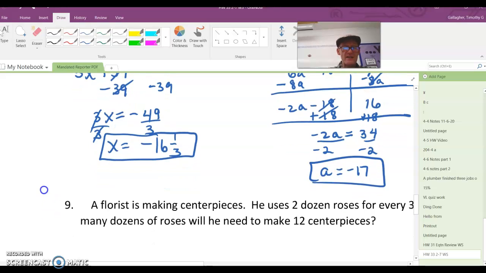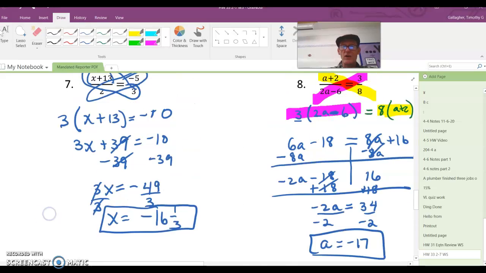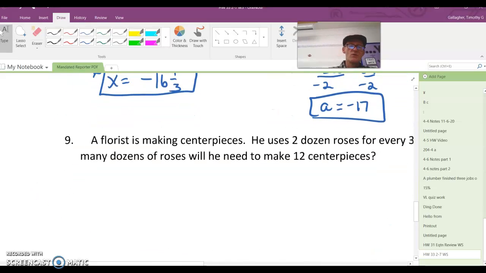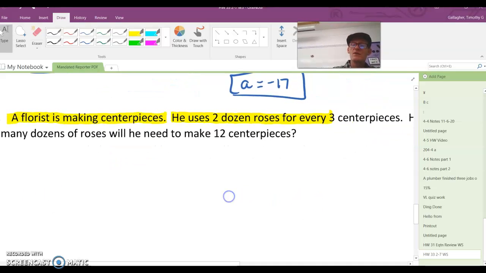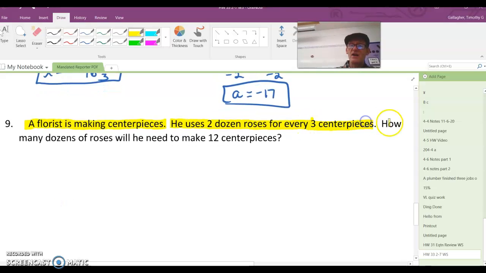All right, so that's that one, and then we have a couple of word problems here that require proportions. So the word problem says a florist is making centerpieces. He uses 24 roses for every 3 centerpieces. Every 3 centerpieces. How many dozens of roses will he need to make 12 centerpieces?